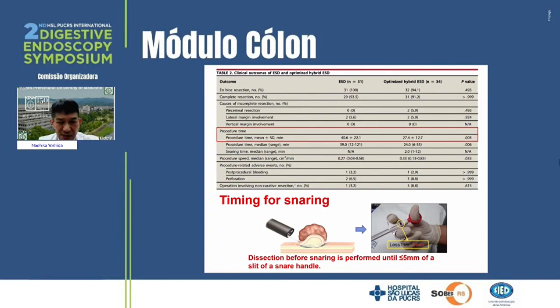But the important thing is the timing for snaring. A lesion that is too big without dissection is not good for the timing of snaring. So the timing of snaring is like that. Dissection before snaring is performed until the slit of the snare handle is less than 5 millimeters, like that. So please squeeze and close the snare. And if the slit is more than 5 millimeters, please dissect more and snare again. And this is their limitation, their important point for hybrid ESD.